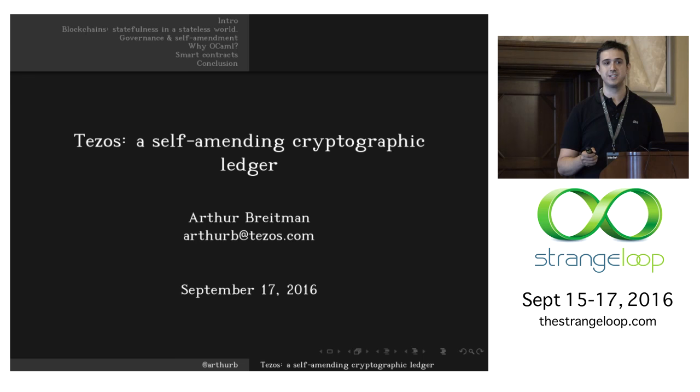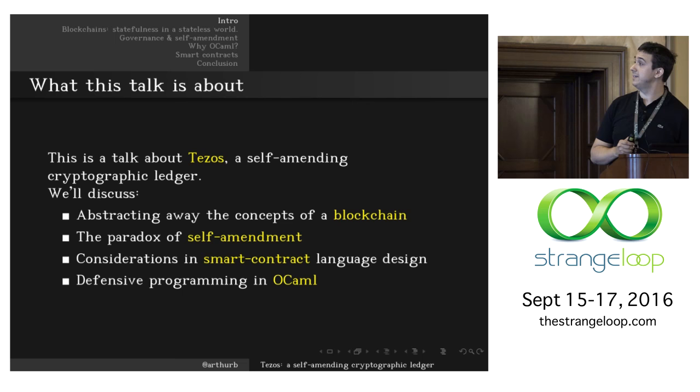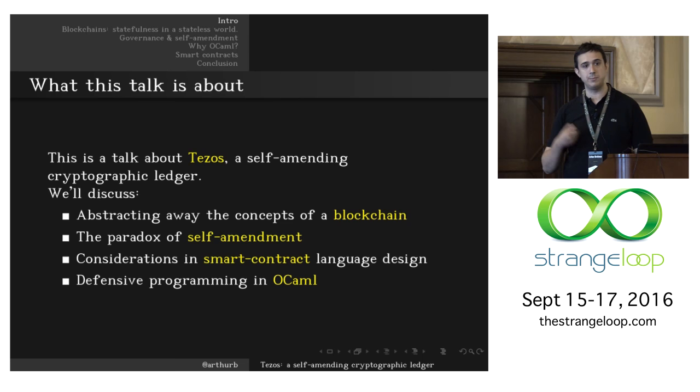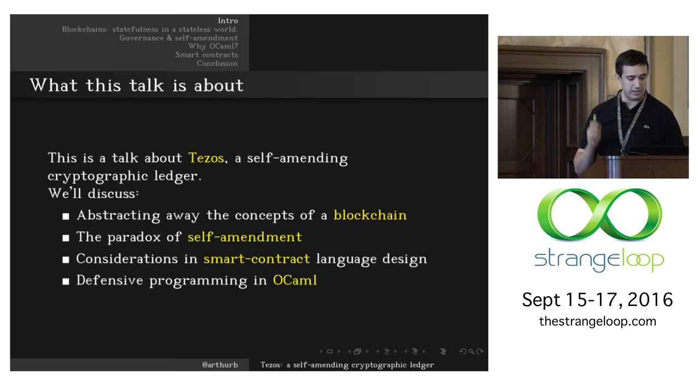So I have to go a little fast, because to give this talk, I have to give you basically three talks. And even though I have four bullet points here, it's really three talks mostly. We're going to talk about the concept of a blockchain, what is the concept of an abstract blockchain. We'll talk about the paradox of self-amendment and how that relates to governance, some considerations in the design of smart contract languages, and a little bit, I'll talk about defensive programming in OCaml.